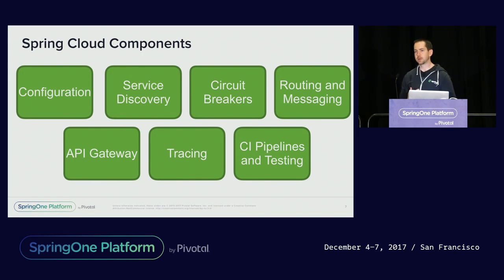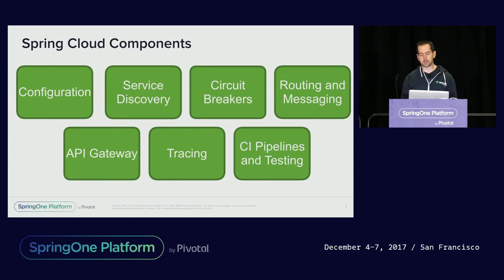Circuit breakers, another cool and important feature in building a cloud-native application. Circuit breakers help protect your application and your users from failure. So failure is going to happen in a cloud environment. And these circuit breakers can help insulate your clients, your users, and yourself from these problems.